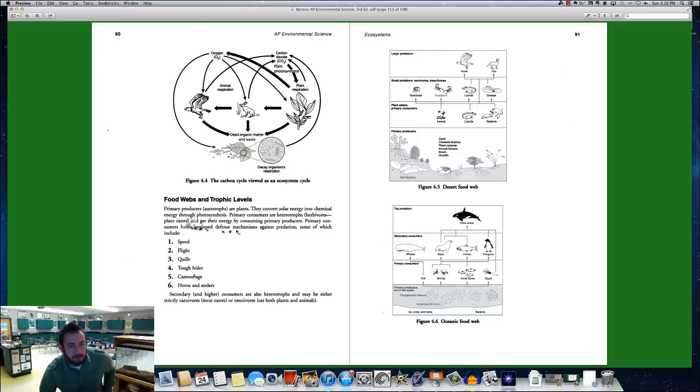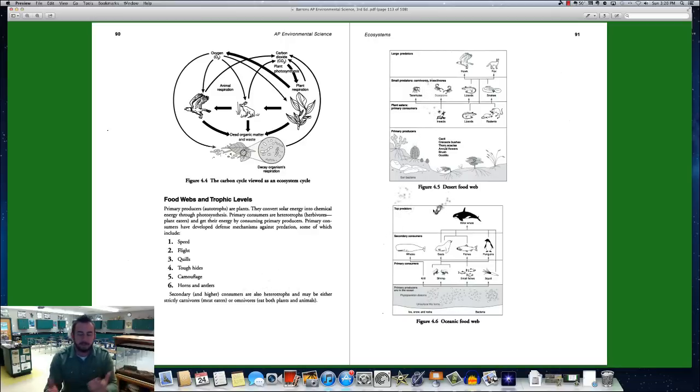Primary consumers have developed defense mechanisms against predation, like speed, like the rabbit, flight, possibly if they're birds, quills if it's a porcupine, tough hides, camouflage, horns and antlers. All those things help them to defend against those secondary consumers. And those secondary consumers, again, are heterotrophs, but they may either be strictly carnivores, meat eaters, or they are omnivores. They eat both plants and animals.